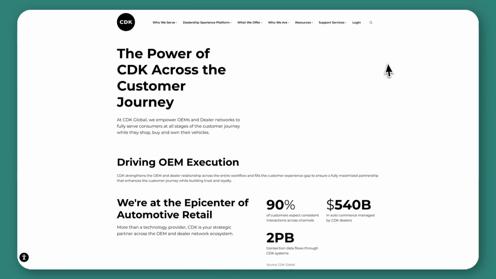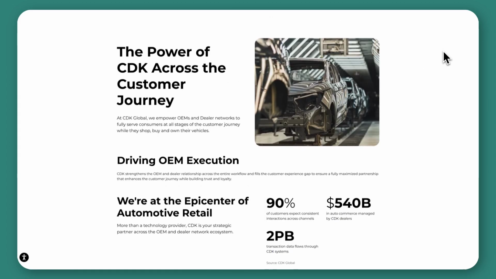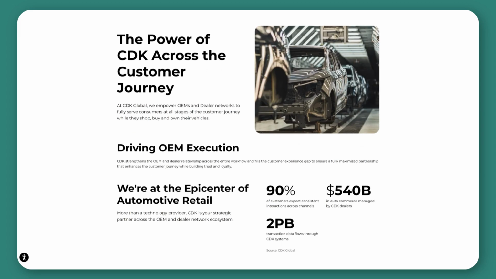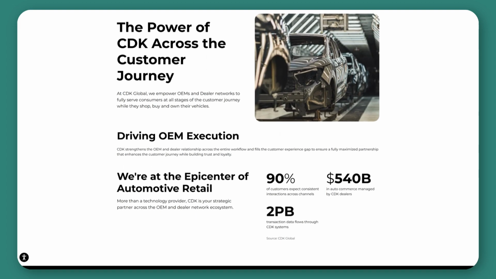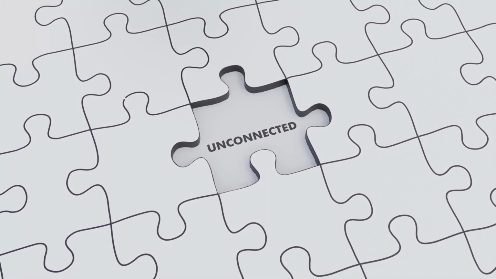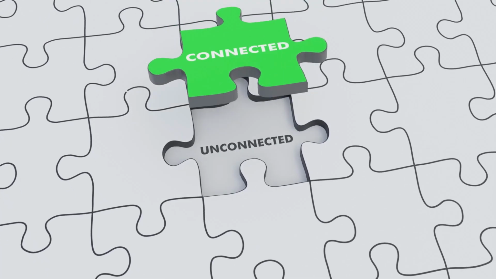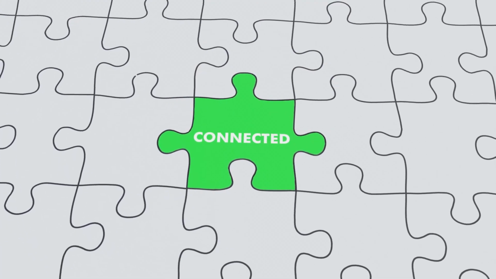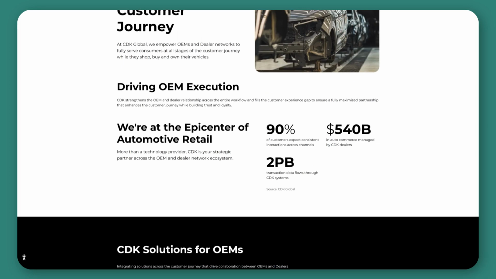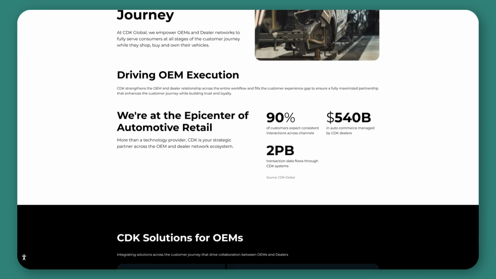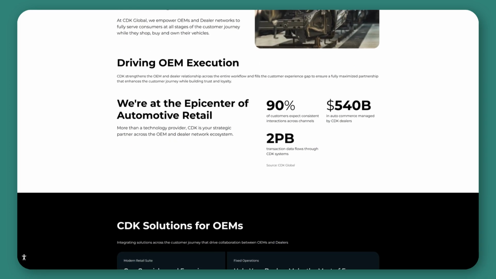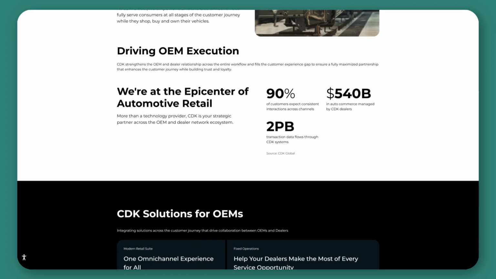Next, look at the OEM tab. OEM means original equipment manufacturer, like Ford, General Motors, or Toyota. CDK software directly bridges the local franchise dealership and the corporate manufacturing factories. This complex data integration ensures that vehicle warranties, parts orders, and critical safety recalls are synced in real time.